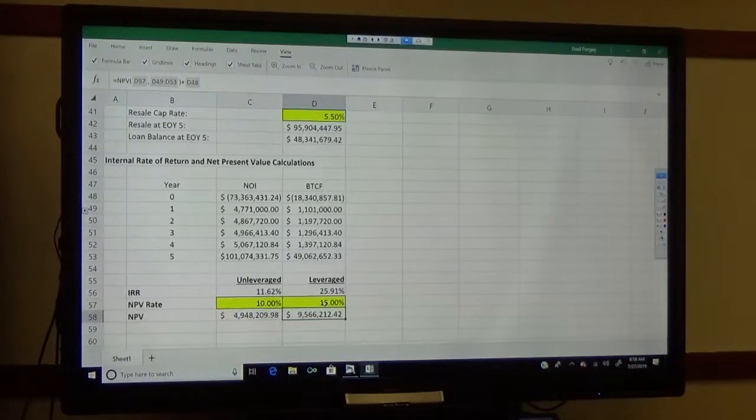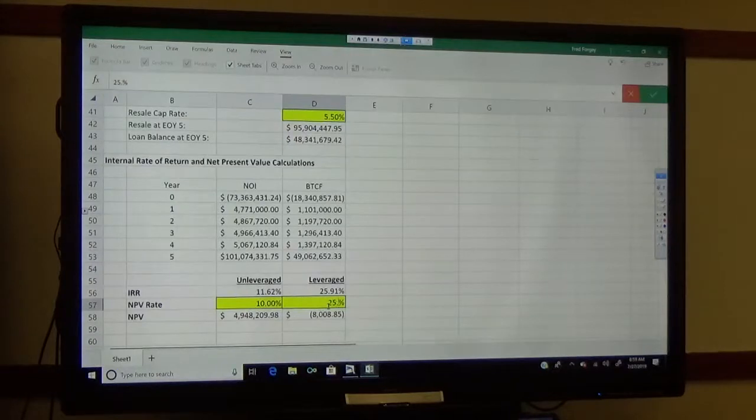Well, that still doesn't make sense. Let's raise it to 20. Even less money. Let's go to 22%. Less money. 24%. Less money. 25.92. Huh. We lost money. Okay. Well, if we put it at 25.91, it should be 0.